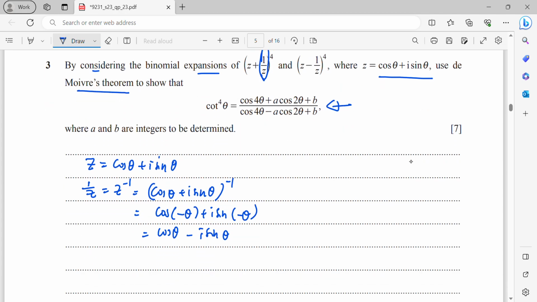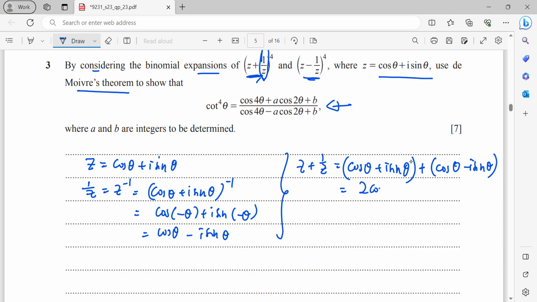Okay, so from here I need to get z plus 1 over z and z minus 1 over z. So z plus 1 over z becomes cos theta plus i sin theta, this is my z, plus the 1 over z, which is z to the power of negative 1, which is cos theta minus i sin theta. Then I will be getting 2 cos theta here. And the same goes for z minus 1 over z. It will be cos theta plus i sin theta, then minus cos theta minus i sin theta.